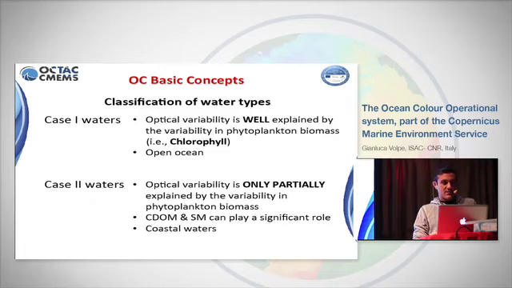So, an important concept in ocean color is the difference between case 1 and case 2. Case 1 waters are generally the waters where the optical variability is well explained by the phytoplankton abundance, which is chlorophyll, generally associated with open ocean. Contrary to case 2 waters, where the sediments and the suspended matter can play a significant role, generally associated with coastal waters, so that the phytoplankton only partially can explain the optical variability.